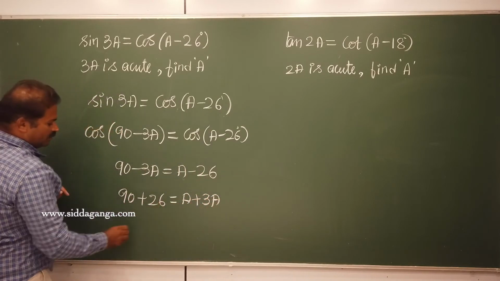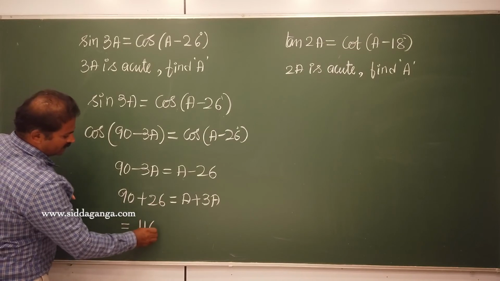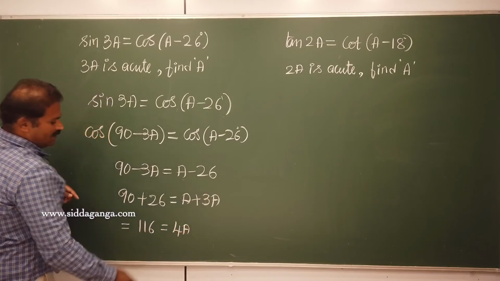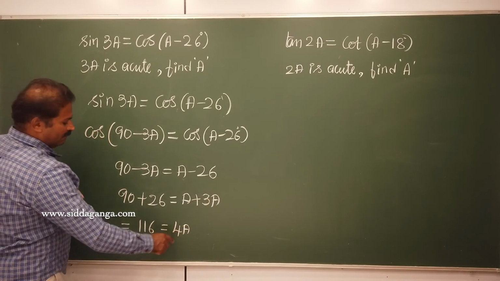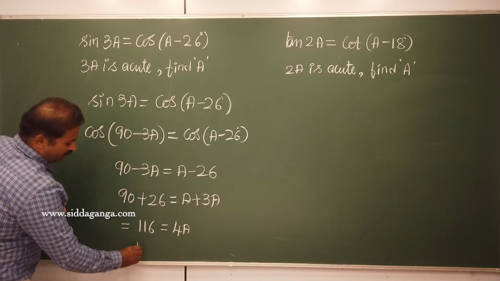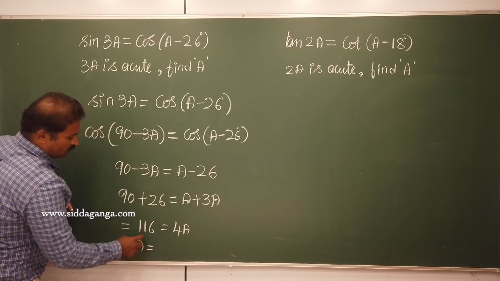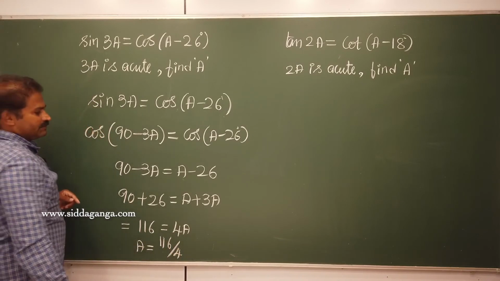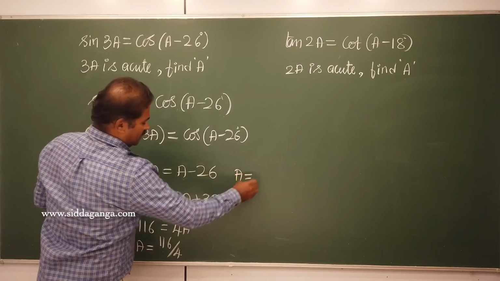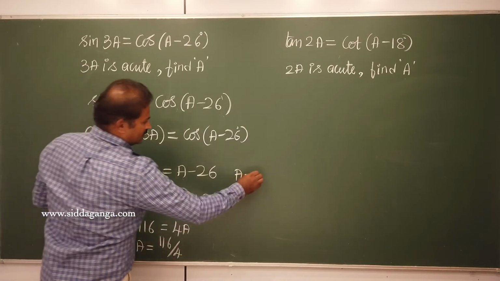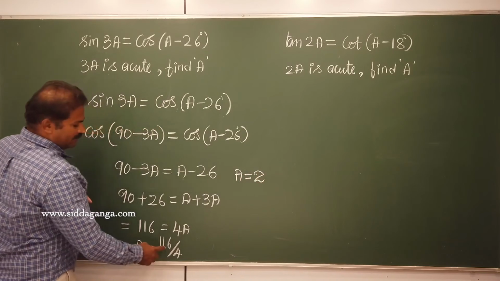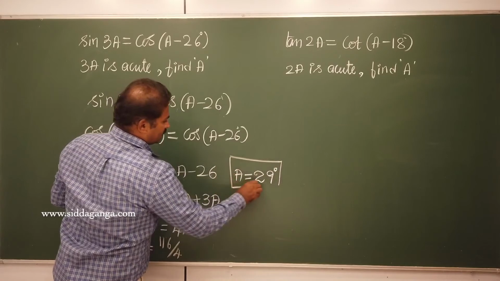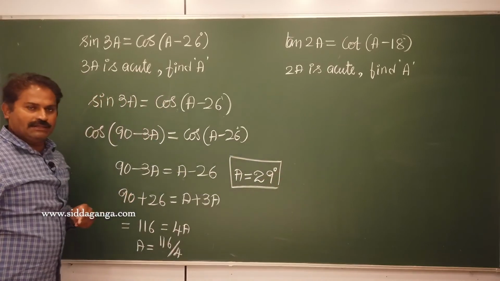So 90 plus 26, what is the value? It is 116, which is equal to A plus 3A, that is 4A. So you can divide 116 by 4 to get the value of A. Therefore, A is equal to 29 degrees.